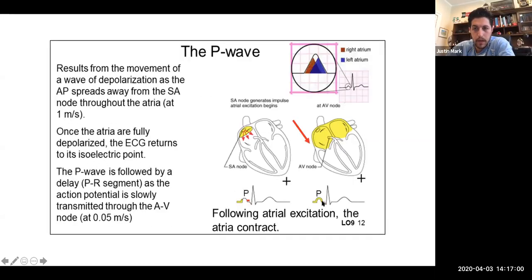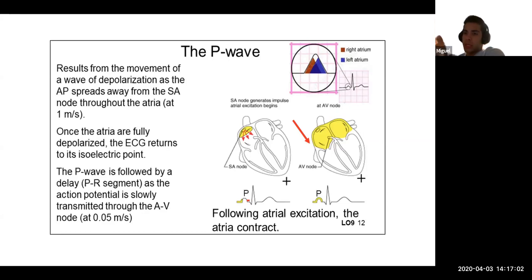Wait, but that little isoelectric line also includes the time that it takes for the conduction to pass through the ventricles as well, right?